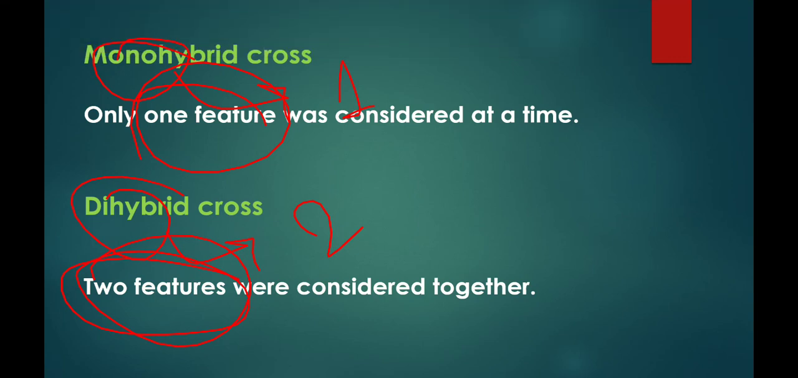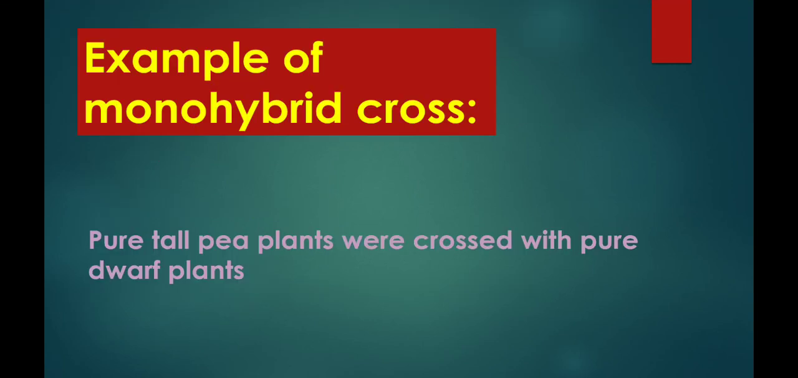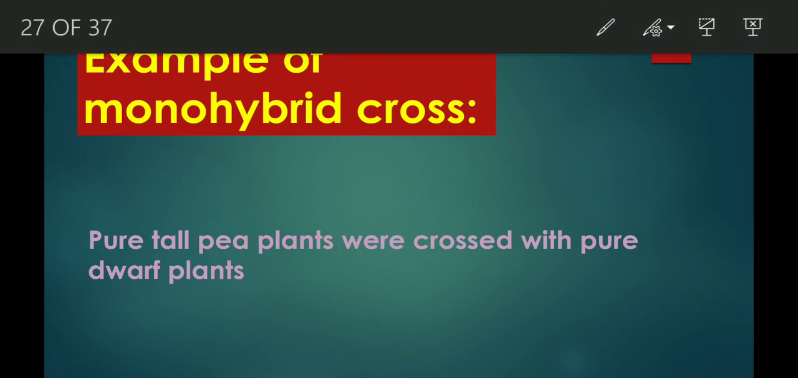Let's see one example of monohybrid cross where only one feature is considered. Here, pure tall pea plants. Pure means homozygous. Here, homozygous tall plants are crossed with pure dwarf plants, again homozygous dwarf plants. Tall is the dominant trait, and dwarf is the recessive trait. So let's see the cross. First, we have to consider the parents, female and then the male. Tall crossed with dwarf. The gametes that will be formed: capital T, small t, right?